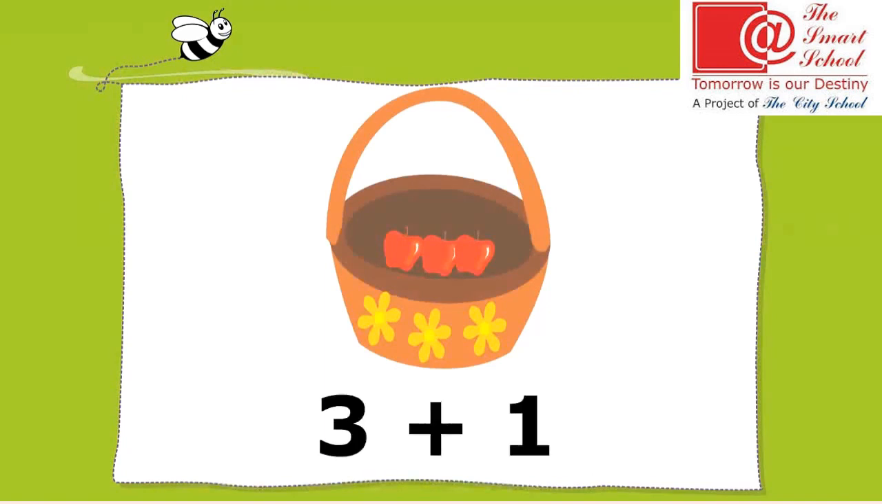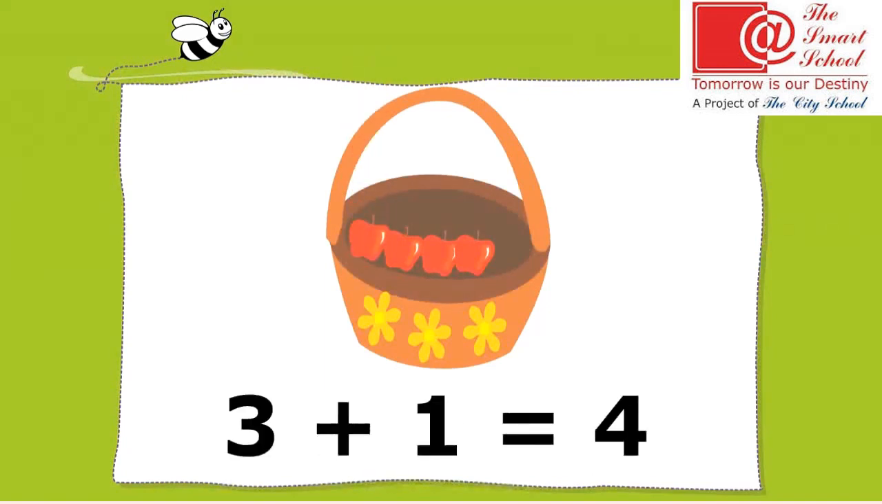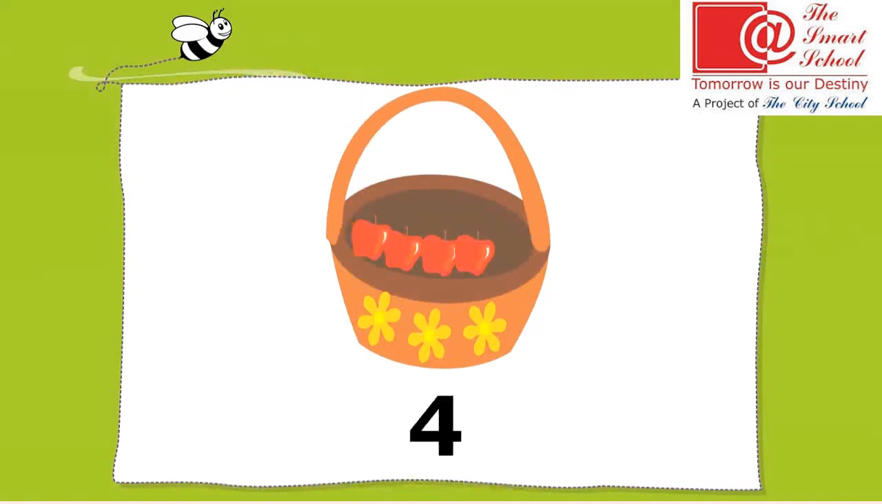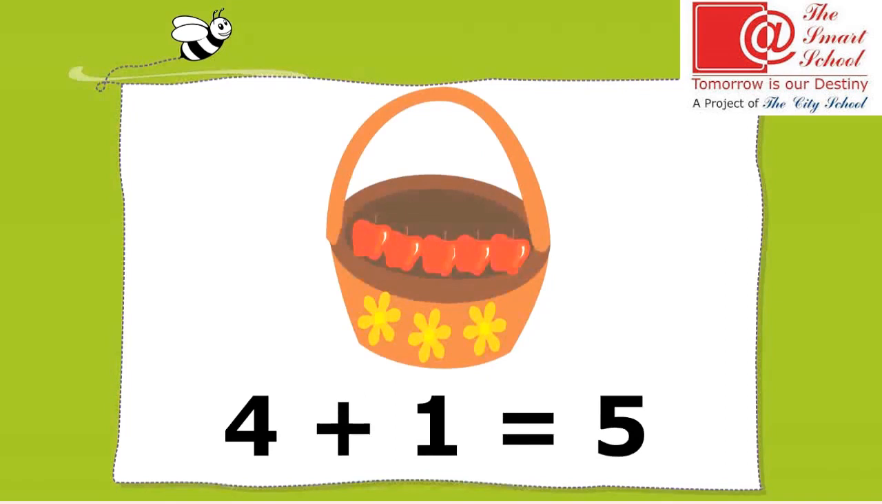Let us add 1 more apple. So 1 added to 3 gives 4. Adding 1 more apple gives 5. Notice the sign we have used to indicate addition. It is called the plus sign.